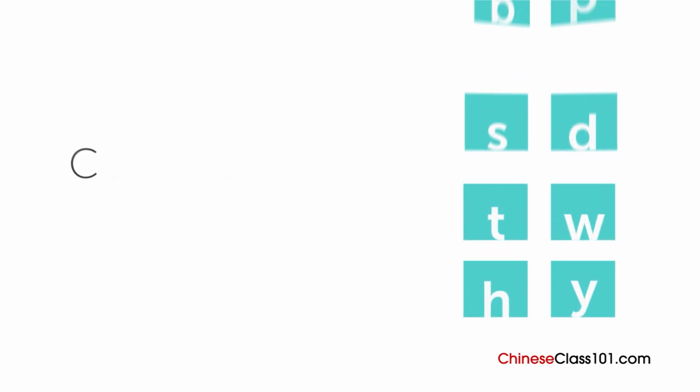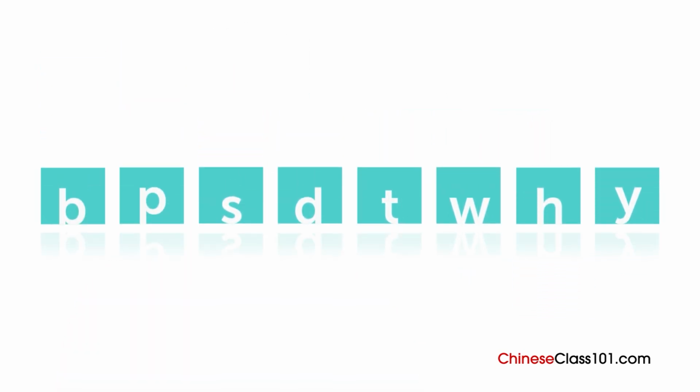In this lesson, you'll learn 8 Chinese consonants. b, p, s, d, t, w, h, y. These consonant sounds are identical to the ones in English, so they should already be familiar to you. Are you ready? Then let's get started.